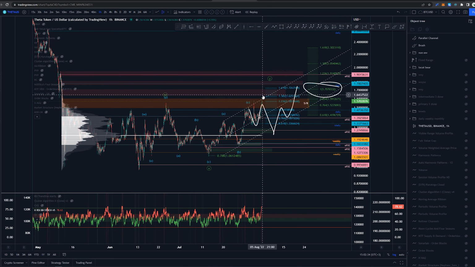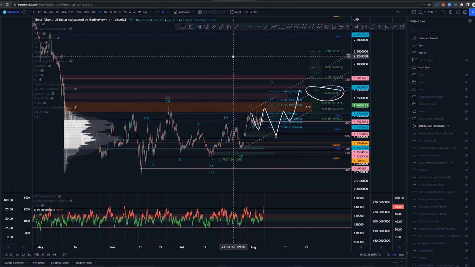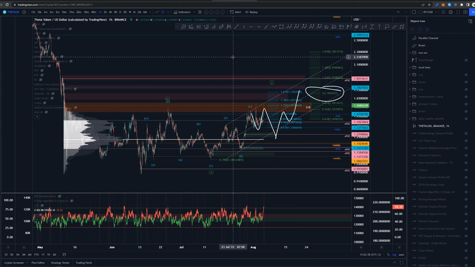I'm very bearish on THETA. It is looking very weak compared to some of the other structures and coins out there, so that's why I'm so bearish. Just because the chart says so. I don't have any reason to be bullish.